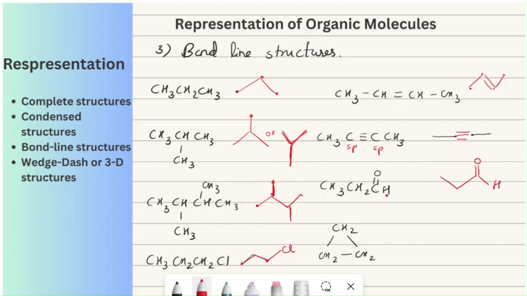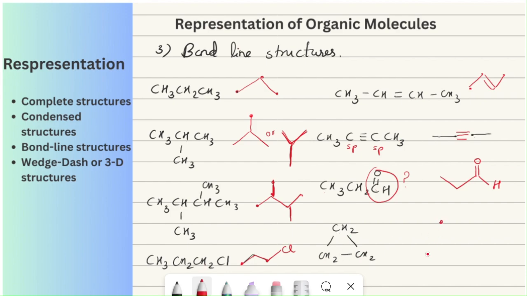Why so? Because the hydrogen belongs to a special group called a functional group. So what is a functional group? That we will be discussing in our next video. So for now, you just remember, when hydrogen is attached to a group something like this, then we have to show that hydrogen. Now, moving on to a cyclic. Cyclic, you see there are three carbons.